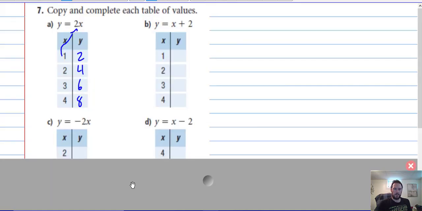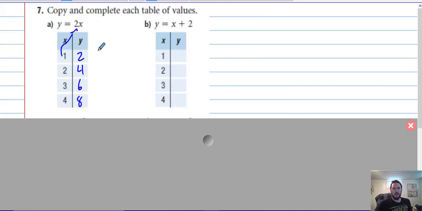Then I don't need to worry about doing too many of these. So let's do another one. So again, take this 1, put it in your equation. This time it's not 2 times x, it's x plus 2. So 1 plus 2 is 3.